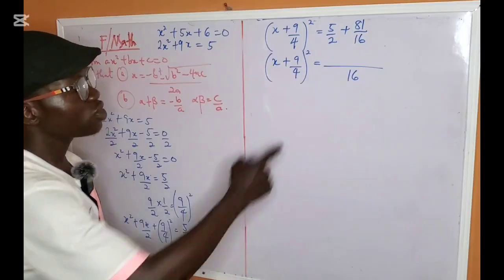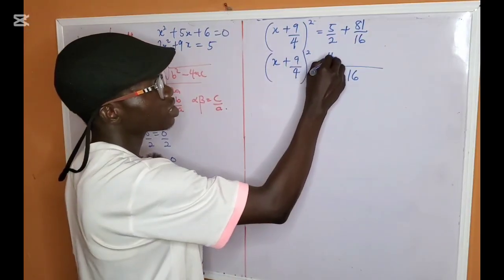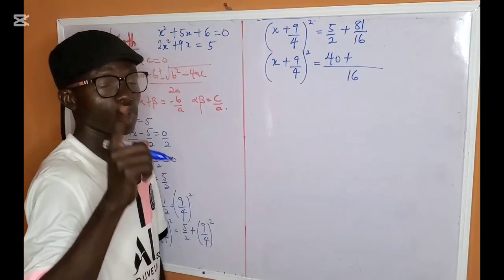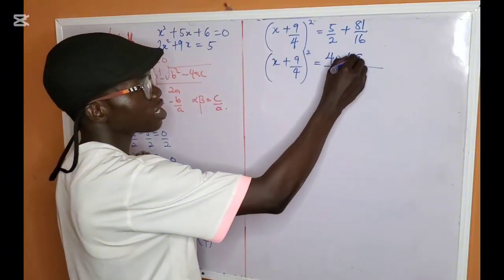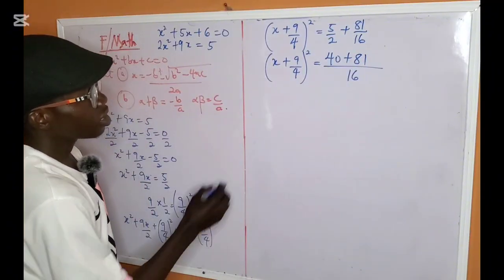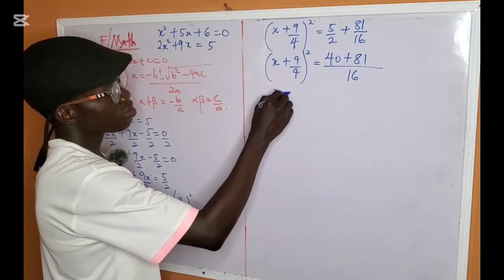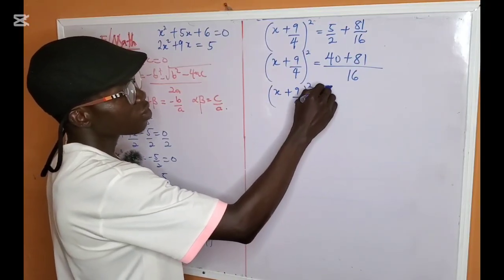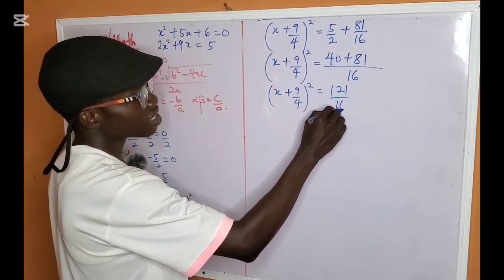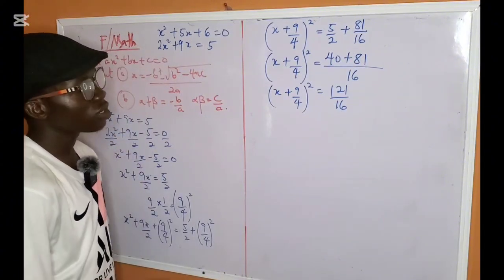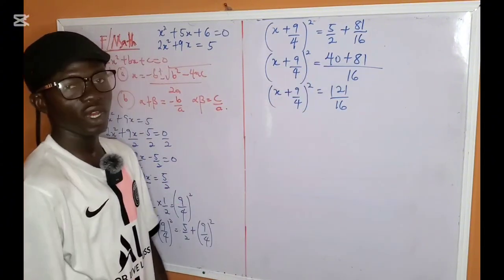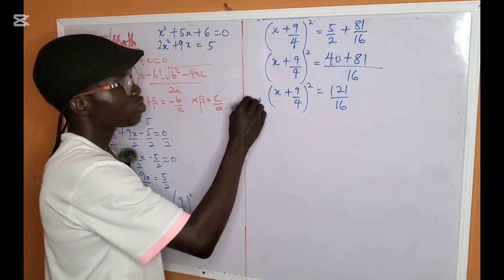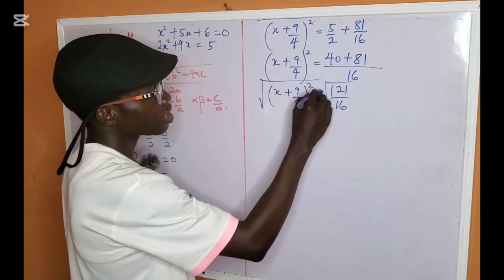That's the LCM, 16. 2 into 16 is 8. 8 times 5 is 40. Plus 16 into 16 is 1, and 1 times 81 is 81. The next thing is x plus 9 over 4 all squared equals 121 over 16.